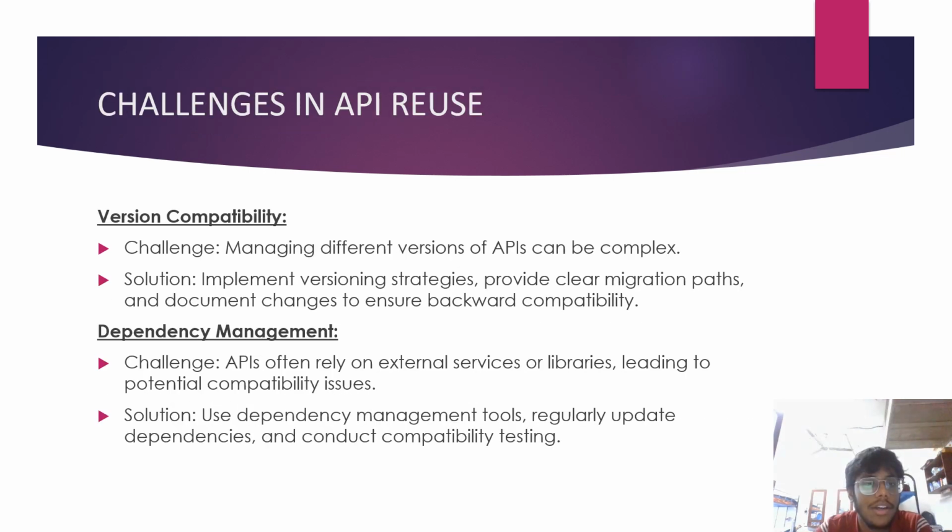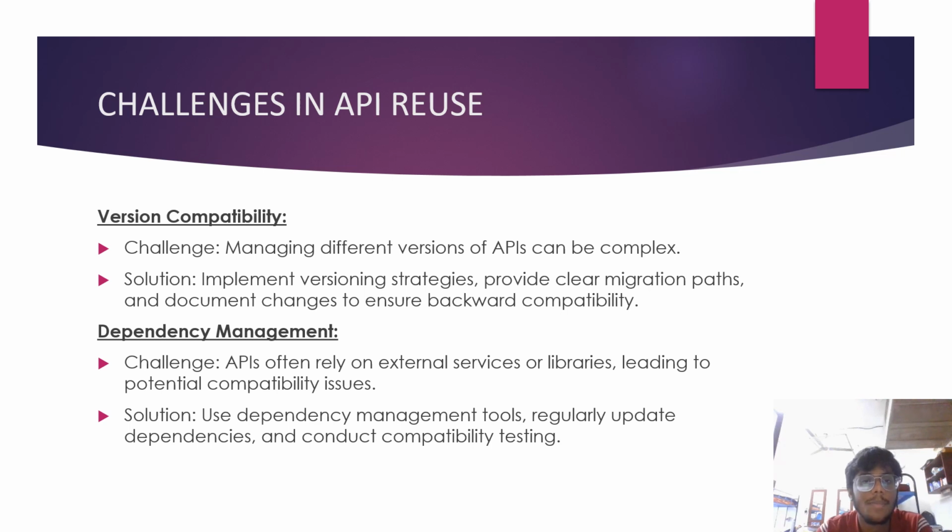Challenges in API reuse. Version compatibility. Challenge: managing different versions of APIs can be complex, especially when you need to make changes or updates without disrupting existing users. Solution: to address this challenge, API developers implement versioning strategies. This involves assigning a version number to each API release, typically included in the API's URL or headers. Developers also provide clear migration paths and documentation for users transitioning to a new version. This ensures backward compatibility, allowing existing clients to continue functioning while accommodating updates for new clients.